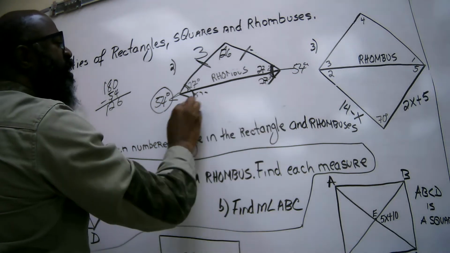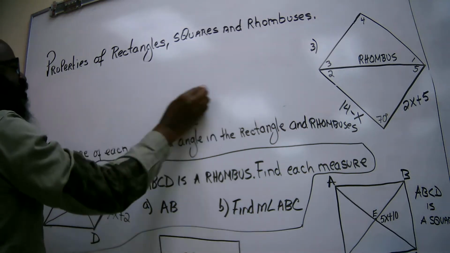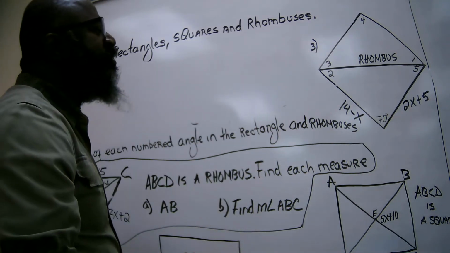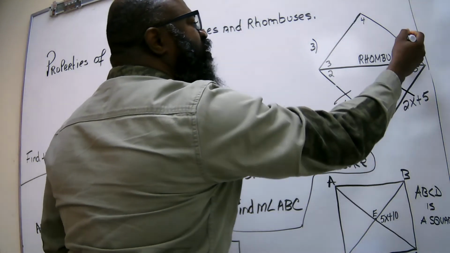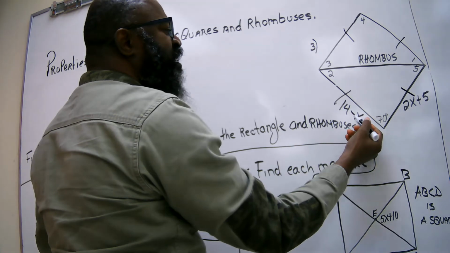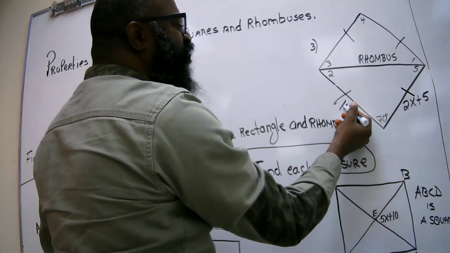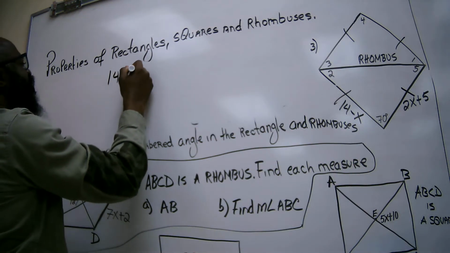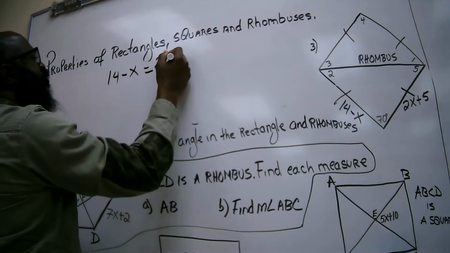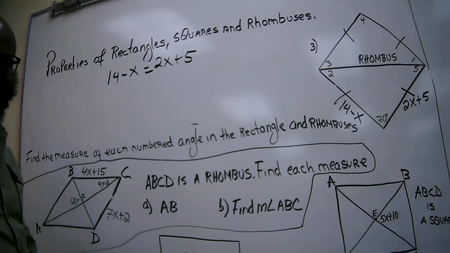This is a similar problem. It's a rhombus again. Properties of a rhombus: we already know that the sides are congruent in a rhombus. Therefore, in order to find x, we're going to have 2x plus 5 is equal to 14 minus x. This is one of the properties of a rhombus.